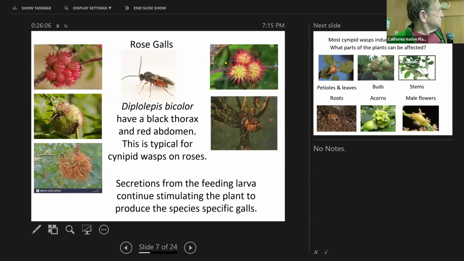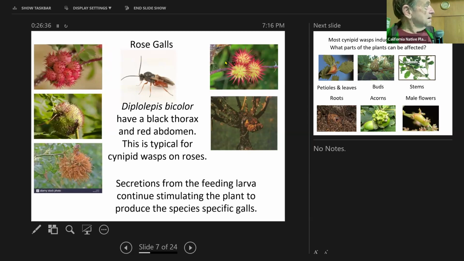There are gall wasps that attack rose bushes. I have never seen them on the standard commercial varieties of roses. But here in California, the wild roses fairly commonly have them on them. And there are a number of species. Diplolepis is the genus for them. Bicolor is the species name. And you can sort of tell why it was named bicolor. The thorax is black and the abdomen is red.